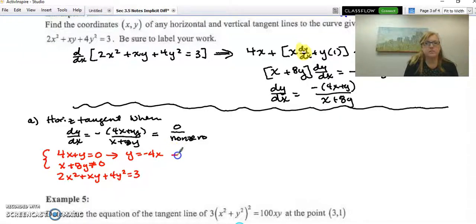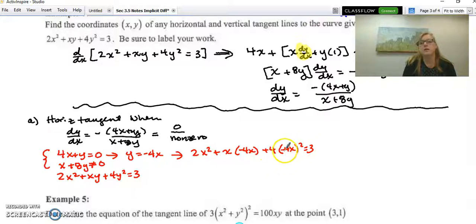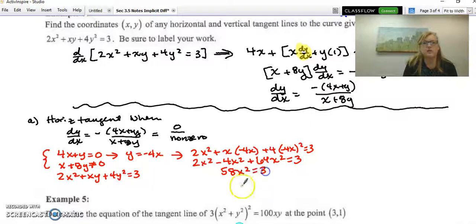All right, so our system becomes, when we plug it in, 2x squared plus x times negative 4x plus 4 times negative 4x squared equals 3. Just do a little algebra. You would have 2 of the x squareds minus 4, so that would be negative 2, and then plus 16 times 4. All right, so 2x squared minus 4x squared. 16 times 2 is 32 times 4 is 64, so plus 64x squared equals 3. Combining like terms gives me what? 58x squared equals 3. So x equals plus or minus the square root of 3 over 58.